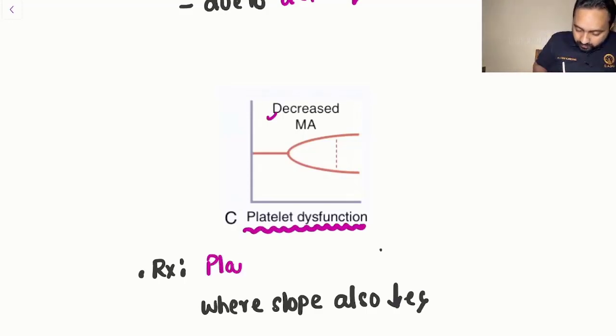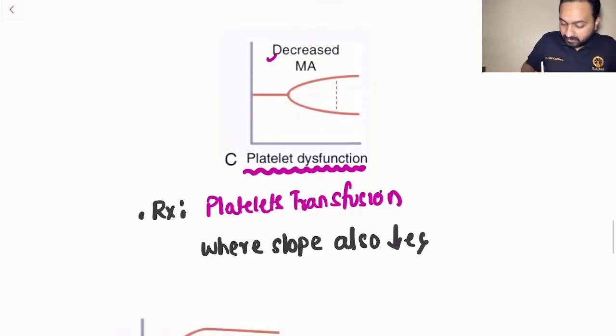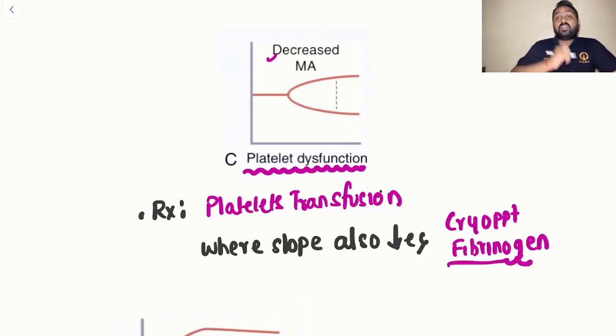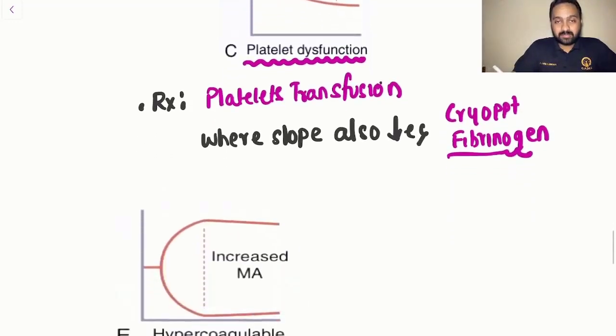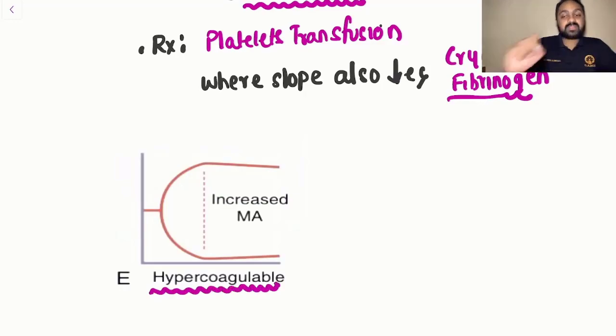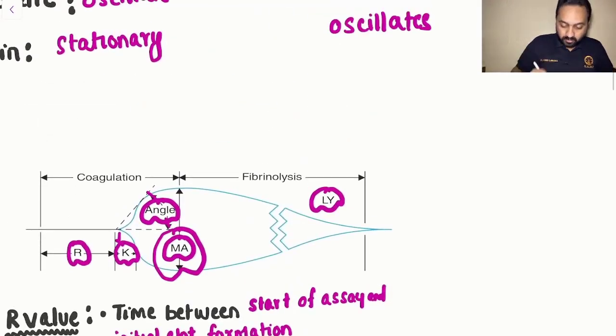So your treatment would be your platelets transfusion. But where the slope also decreases over there, you would need to give cryoprecipitate and fibrinogen. Right. Now if it is an increased MA, that represents your hypercoagulable state. Right. Now moving down to the last tracing of your TEG, which is your LY.